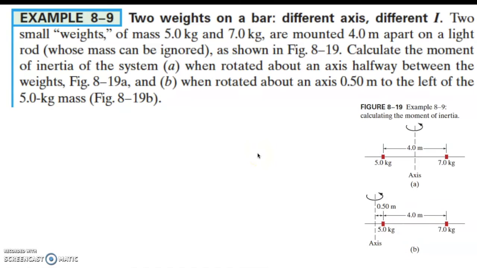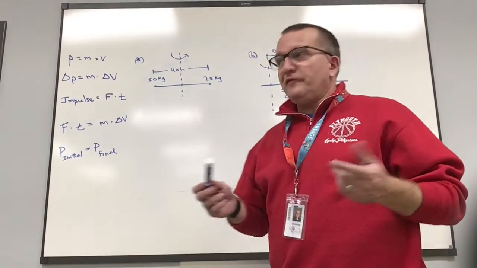So let's talk about this problem that's similar to what we just saw. Two weights on a bar, different axis, different I. So two small weights of mass 5 and 7 kilograms are mounted 4 meters apart on a light rod whose mass we're going to ignore, as shown in this diagram. We're going to calculate the moment of inertia of the system when A, it's rotated at the midway point, and B, when it's rotated almost at the end.